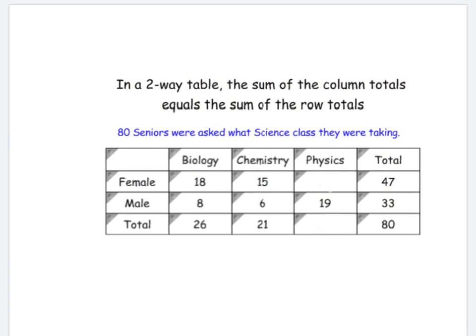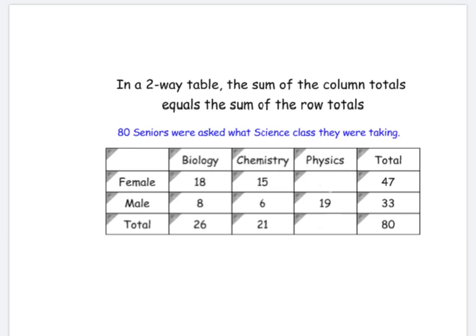So let's take a look at the two-way table. In a two-way table, the sum of the column totals equals the sum of the row totals. And remember, sum means addition. So sometimes you're going to see two-way tables like this. This two-way table has two pieces of information. It has your gender going up and down, whether you're male or you're female, and then it has your science class going across left and right. Notice at the end of the columns and at the bottom row, both of them say total.